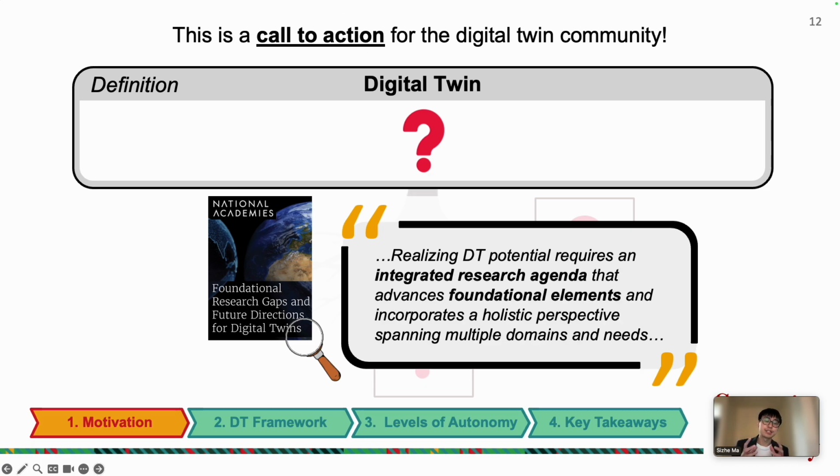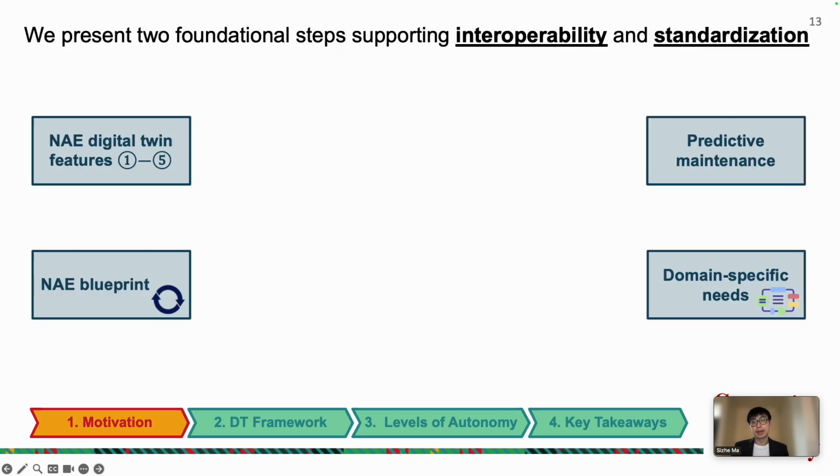And this is such a call to action for our digital twin community, because in order to realize the full potential of digital twin, a more integrated research agenda is now required on these foundational elements that the NAE report highlighted, by incorporating some domain-specific needs. And this is what we're going to do in this work. We aim to advance the effort through 2 foundational steps, supporting both interoperability and standardization.